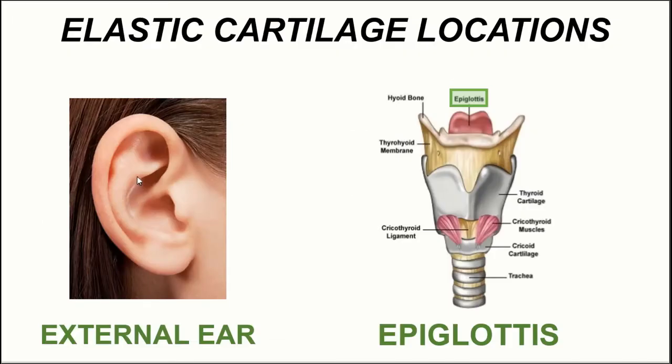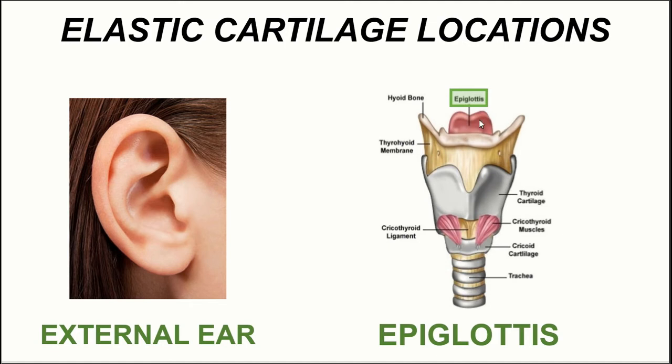Now, we're all familiar with the external ear, so what you're seeing there underneath the skin is elastic cartilage. The bulk of the material that makes up the external ear is elastic cartilage, and that's what gives the external ear the ability to spring back after you deform it. Elastic cartilage is really great at holding its shape even when deformed, and when you remove whatever force or pressure you're applying to it, it springs back to its original shape. And so we're familiar with the external ear.